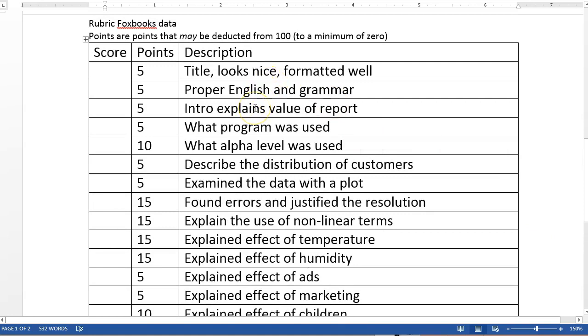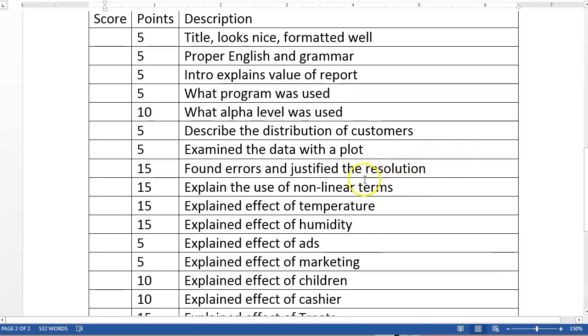The intro should make it feel like your report has a lot of value to it. Describing the distribution of customers, that means tell me not based off the other variables, but just in general. Are we talking hundreds of customers, thousands of customers? Is it skewed? Is it normal? And here, if you have some terms that are nonlinear, squared, cubic, interacting, explain what you saw in the data that made you want to do that.